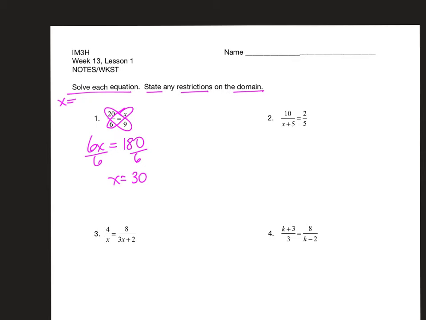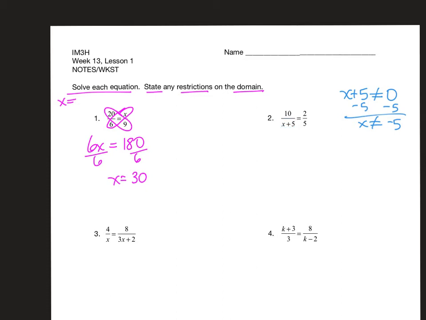Okay, now if you take a look at number 2, here I see a variable in the denominator, right? So what I want to do is solve that equation because I don't want the denominator to equal 0. So all I do is subtract 5 from both sides, and then you can see that x cannot equal -5.